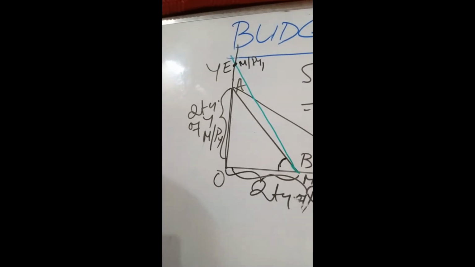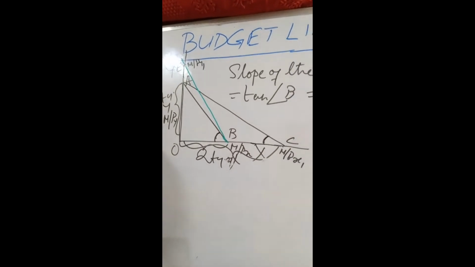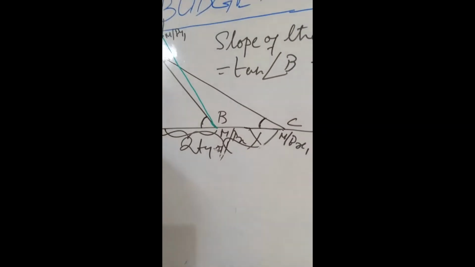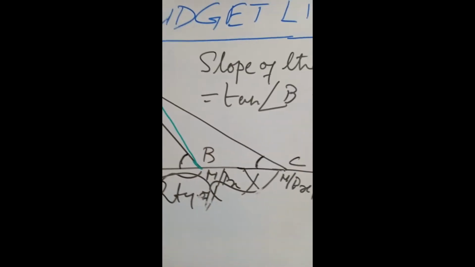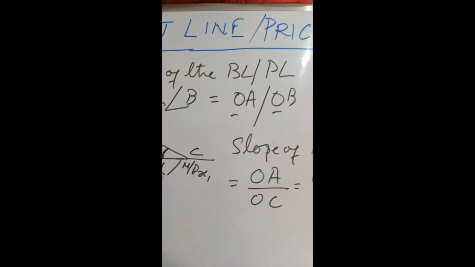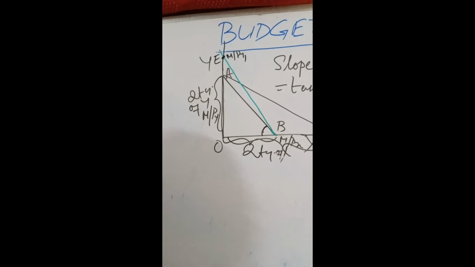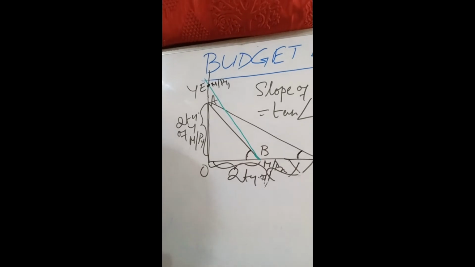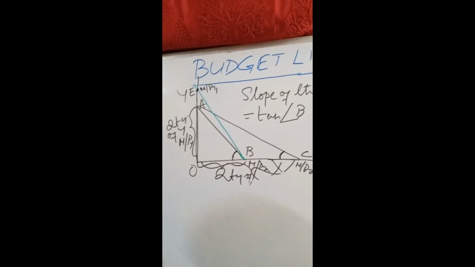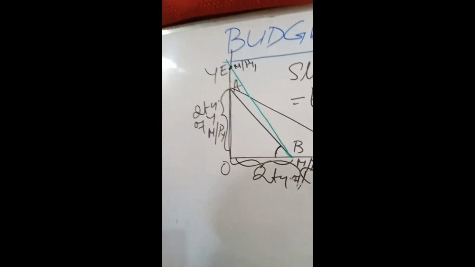So the slope of the budget line depends upon the prices of the two commodities. Now let us see what will happen if there is no change in prices of either of the commodities. Instead, income of the consumer changes. That is, income of the consumer either increases or decreases. Let us see one by one. Now, shall I erase this part? I hope you have understood this one. So I am erasing.